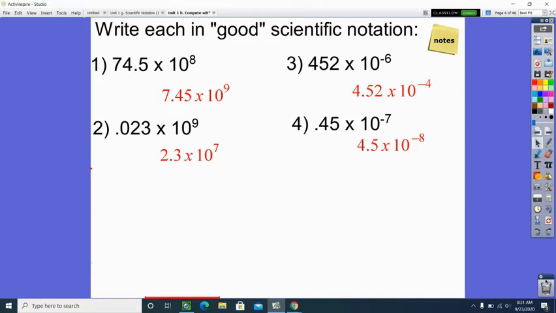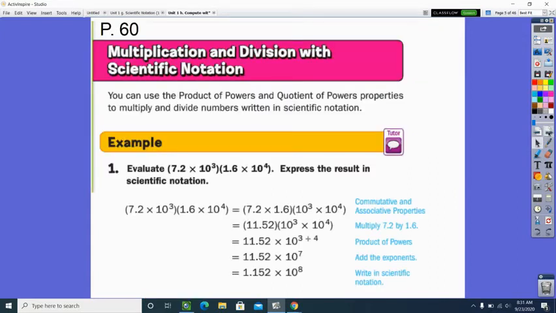The reason I did that right up front is because we're now going to talk about multiplying and dividing. And when you get your answer for multiplying and dividing, if it's in improper scientific notation, you need to fix it like we just did. So we're going to start with multiplying, and this is going to sound familiar. We kind of talked about this when we were multiplying powers. But basically, in scientific notation, we're going to multiply 7.2 times 10 to the third by 1.6 times 10 to the fourth.